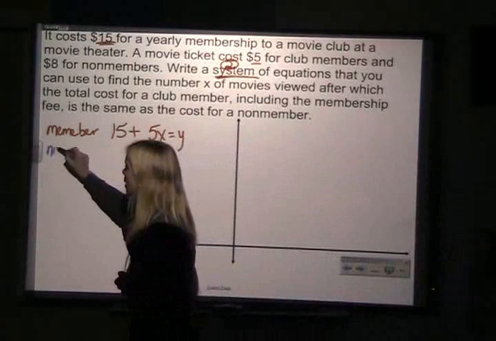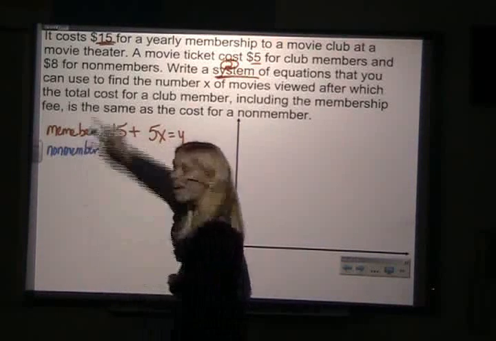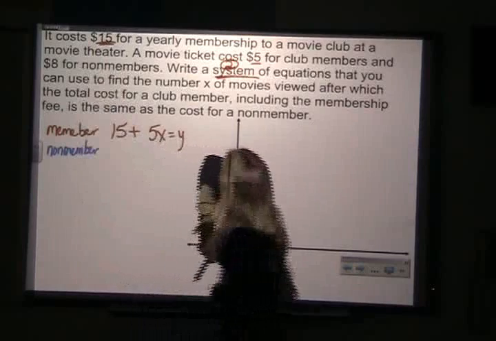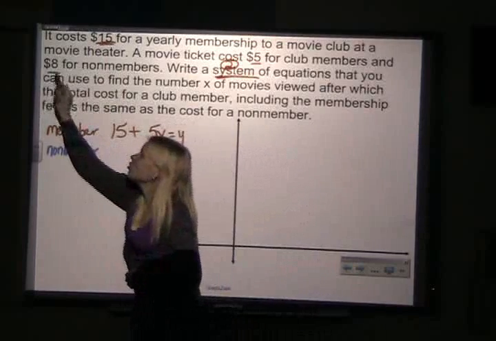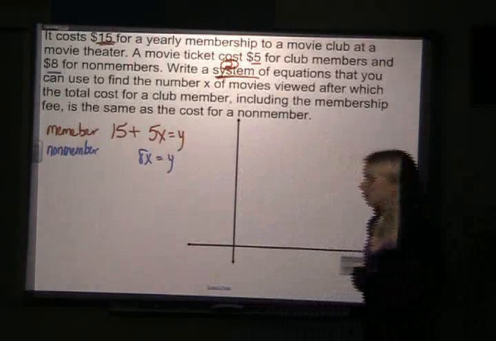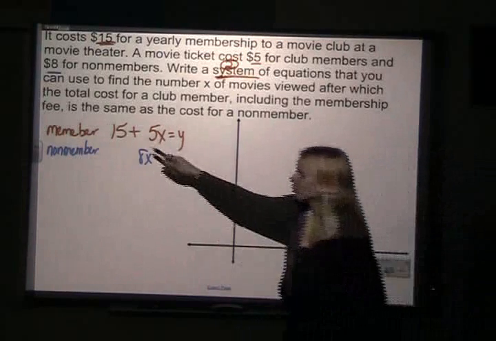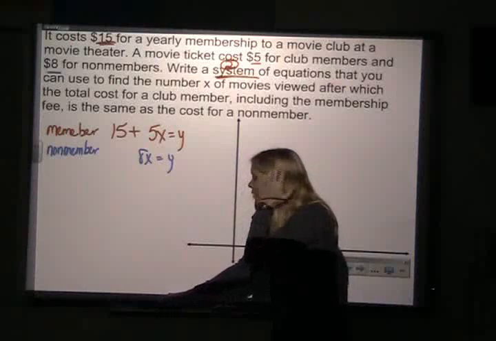For a non-member, they don't have to pay this $15 charge. They only have to pay $8, but they pay that $8 every time they go. And I'm going to graph those 2 equations. You'll notice I don't have the coordinate plane with the 10 by 10 because this is going to be very large. So I'm still going to graph this.